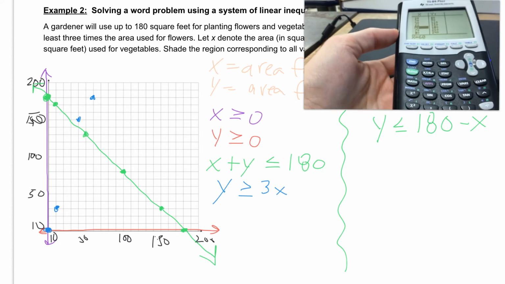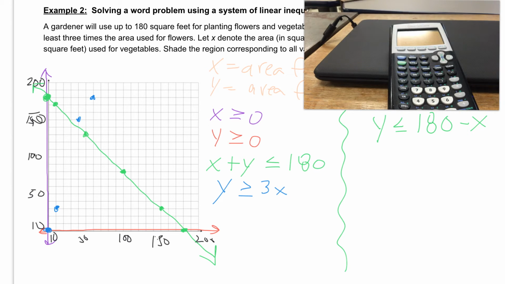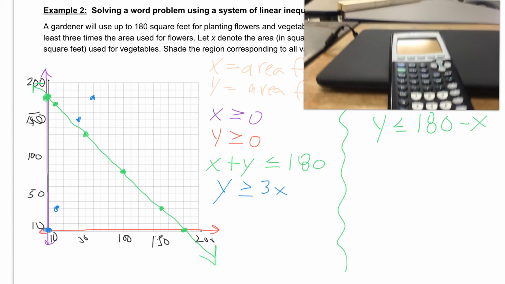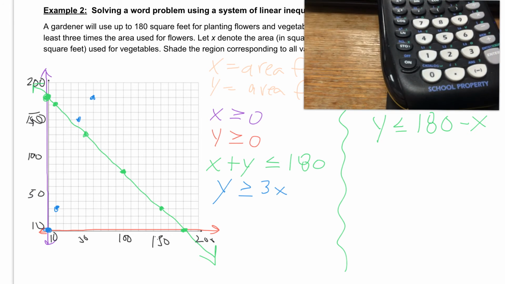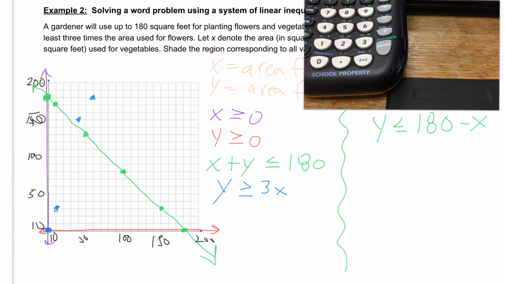And then what I want to do is look and see where my area is that I want to shade. So if I look at the area where I want to shade, I'm going to come back to all my inequalities. This one says that x is greater than or equal to 0. So I know I'm somewhere over here to the right. Y is greater than or equal to 0, so I know I'm somewhere up here. Again, these two just tell me I'm in the first quadrant. And then if I take a look at this graph right here, the green one, it says y is less than or equal to 180.